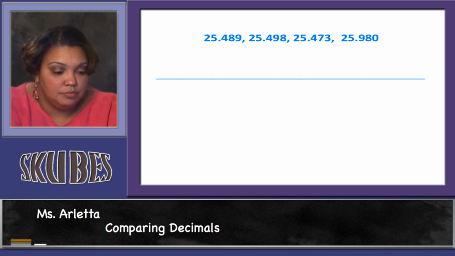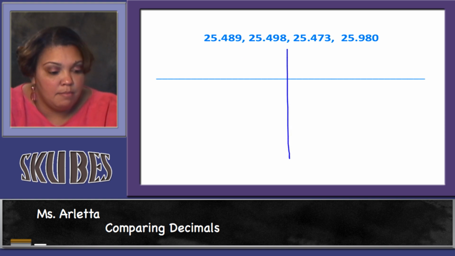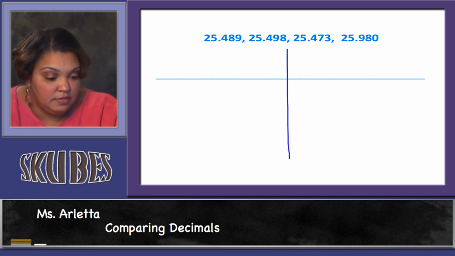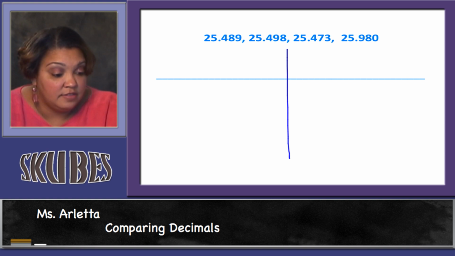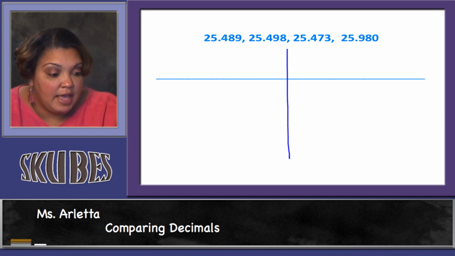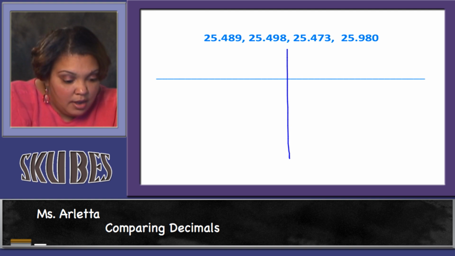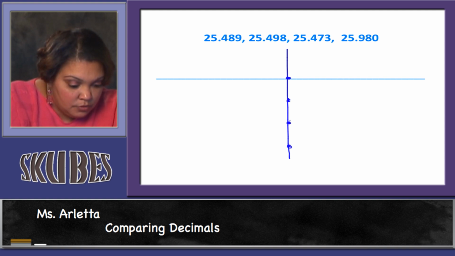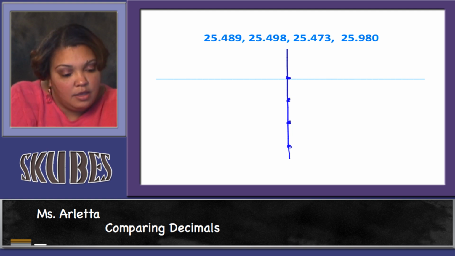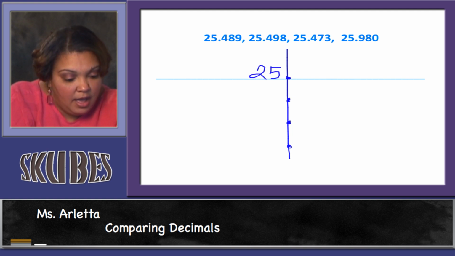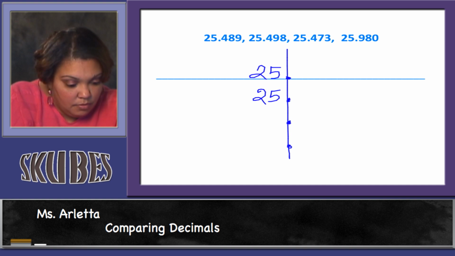Let's try another one. I'm making my vertical line to complete the letter T and create that T chart. When I'm looking at the numbers in front of my decimal point, I see that they are all 25. I can go ahead and place my 4 decimal points because there are 4 decimal numbers, and I can go ahead and write 25 4 times.